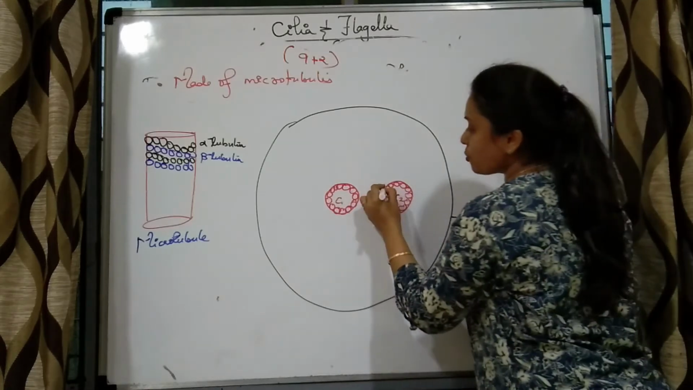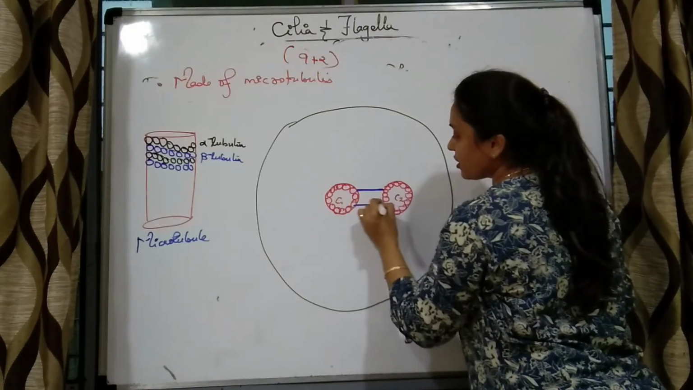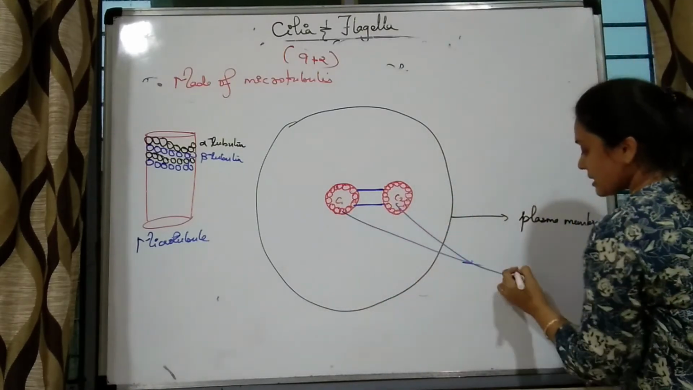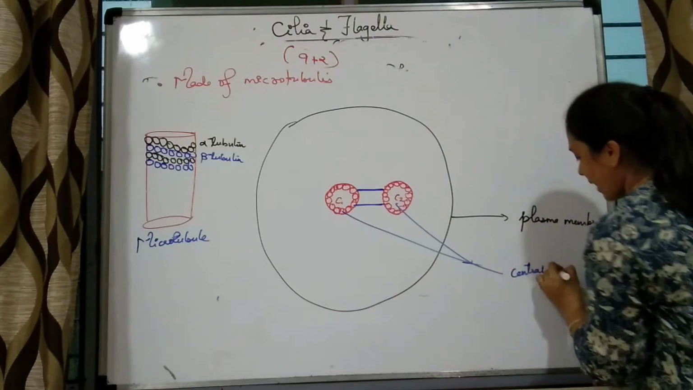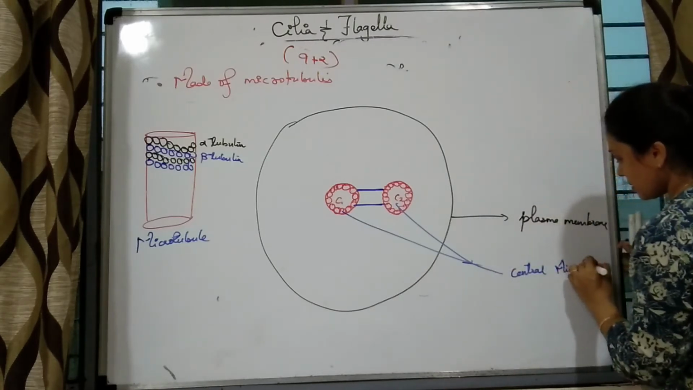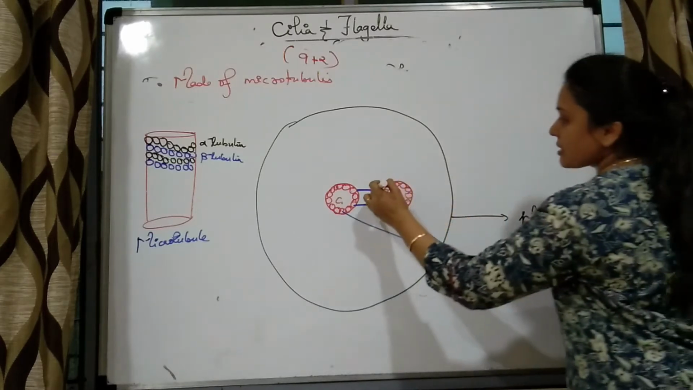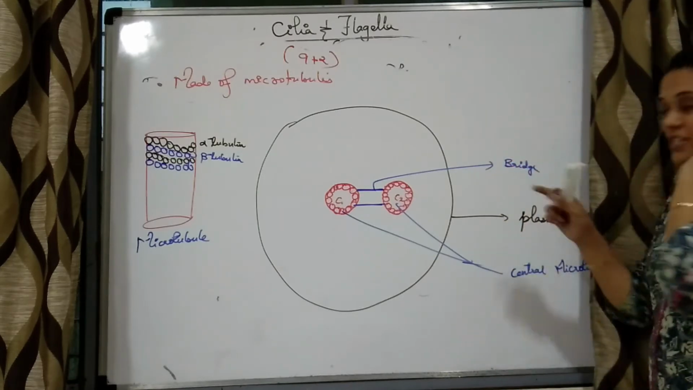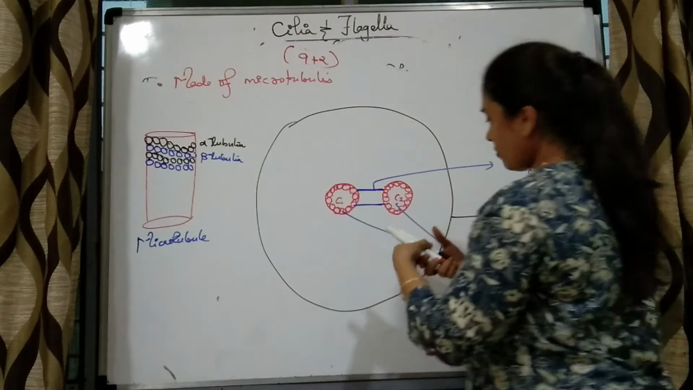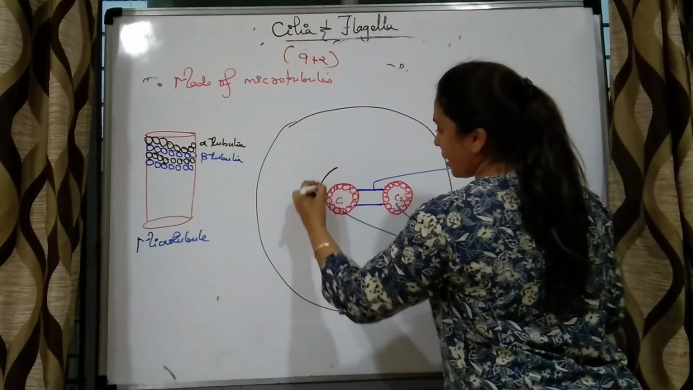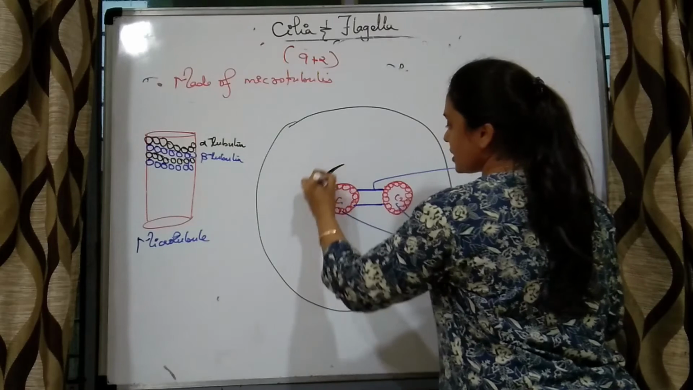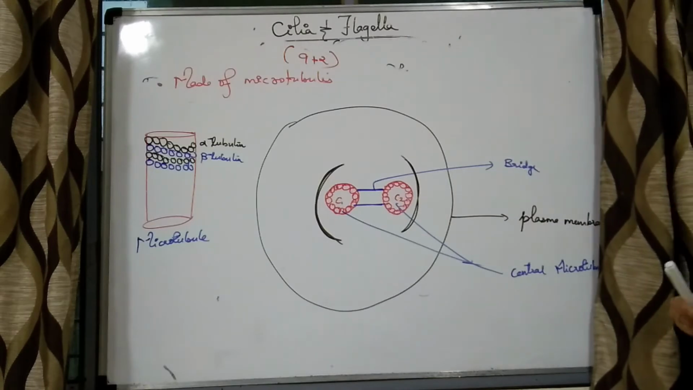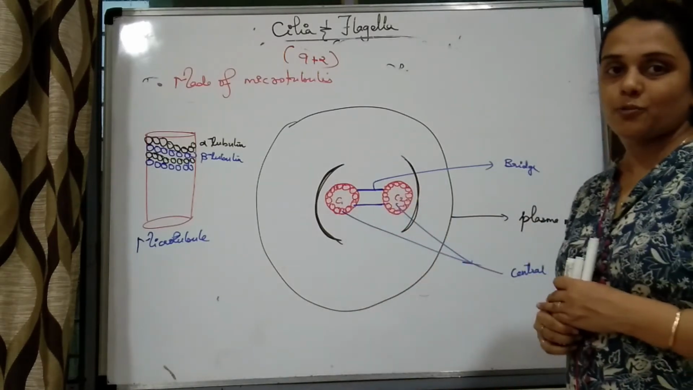So in the center, two microtubules are present. These two central microtubules are connected with each other by a bridge, the central bridge which is connecting the two tubules. This is surrounded by a proteinaceous coat.